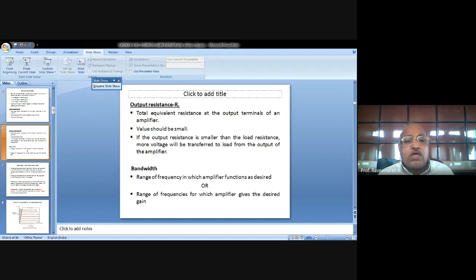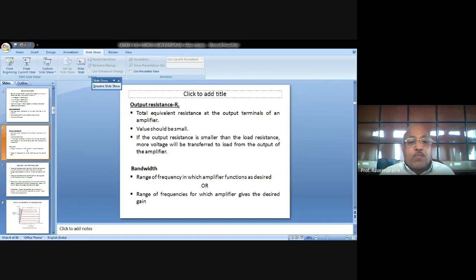Then, what are the applications of the RC coupled amplifier? It is an excellent audio fidelity amplifier, so it is very widely used as an audio amplifier in radios and TVs, because it gives a very good response for audio amplification. It can be used widely as a voltage amplifier, because in an audio amplifier the audio signal voltage is amplified. That's why it's called a voltage amplifier.